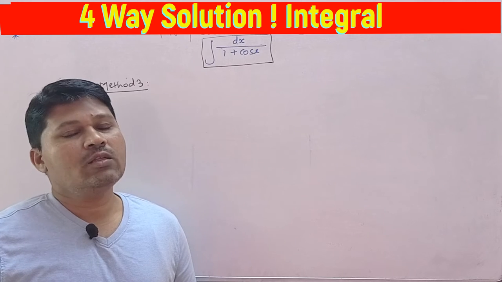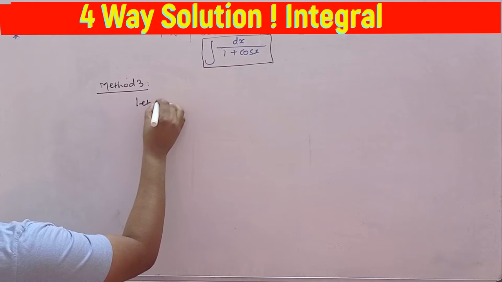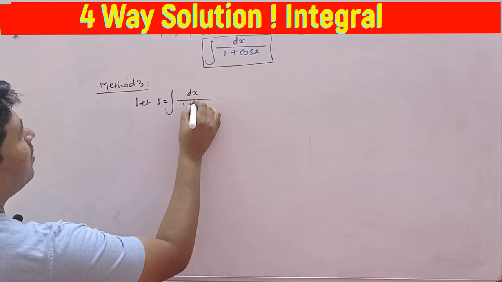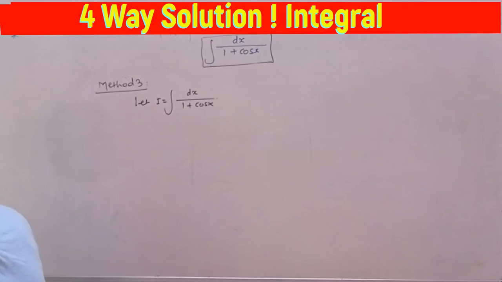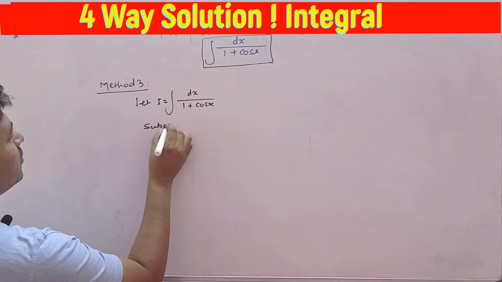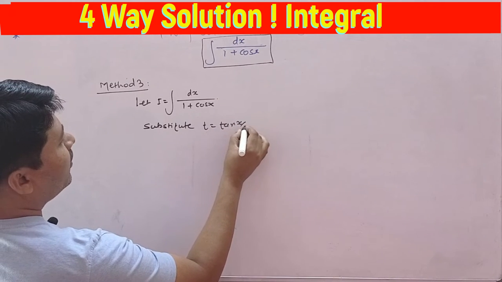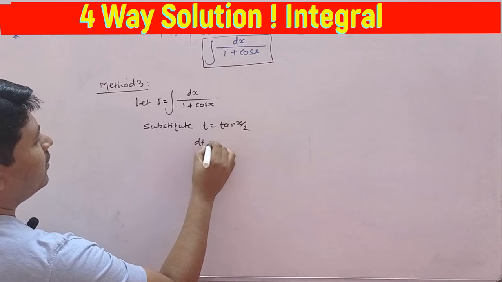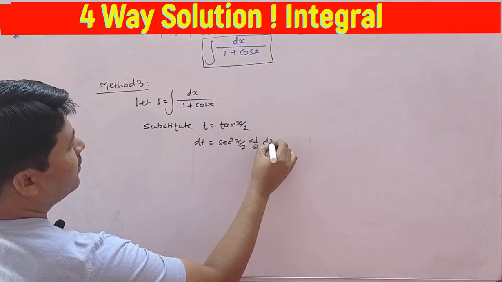Now we can find the solution by using method 3. Okay, let's start. Let I be the integration of the given function, 1 by 1 plus cos x, and here we can use the substitution method. Here I substitute t equal to tan x by 2, then differentiate, and we get dt equal to sec square x by 2 into 1 by 2 dx.